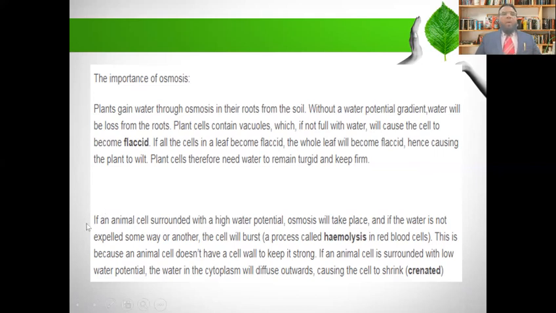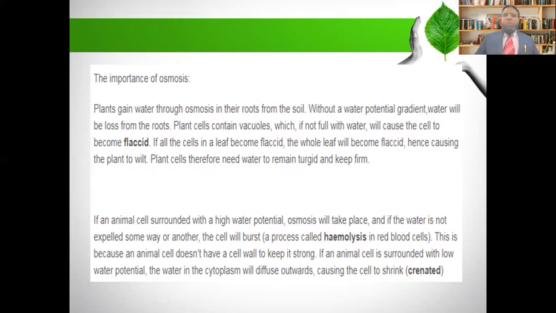Now see, if an animal cell is surrounded with a high water potential, osmosis will take place, and if the water is not expelled some way or another, the cell will burst, a process called hemolysis in red blood cells. This is because an animal cell doesn't have a cell wall to keep it strong. If the animal cell is surrounded with a low water potential, the water in the cytoplasm will diffuse outwards, causing the cell to shrink.